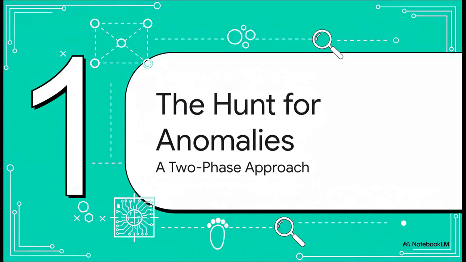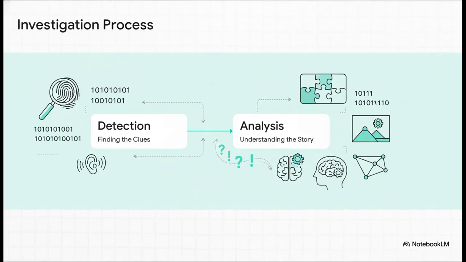Thankfully, the experts don't just go fishing randomly and hope for the best. Nope, there's a real method to the madness. They use a structured two-phase approach to hunt for anything that looks out of place. You can think of it as a detective's playbook for a digital crime scene. And that playbook really breaks down into two simple steps.